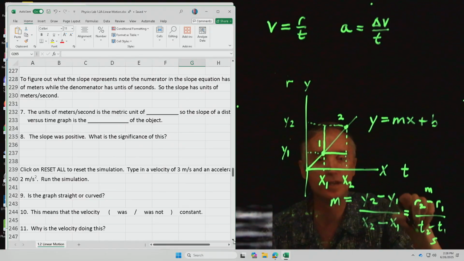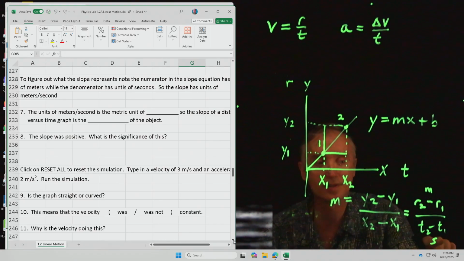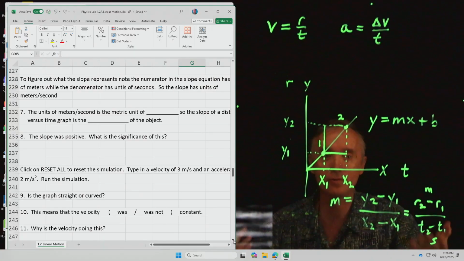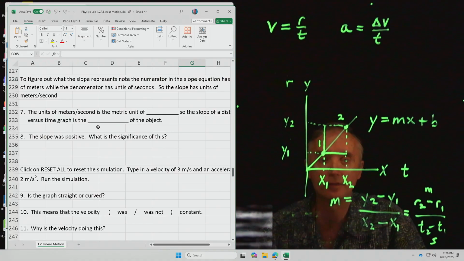So we've got the units for the slope are meters per second. Now that should be ringing a bell in your head. So what is meters per second? Okay, and then so the units of meters per second is the metric unit of what in physics. So the slope of a distance versus time graph is the what of the object. So fill in those blanks.